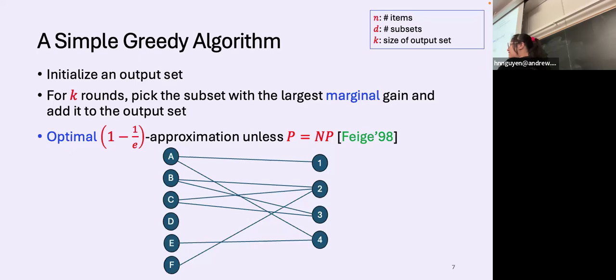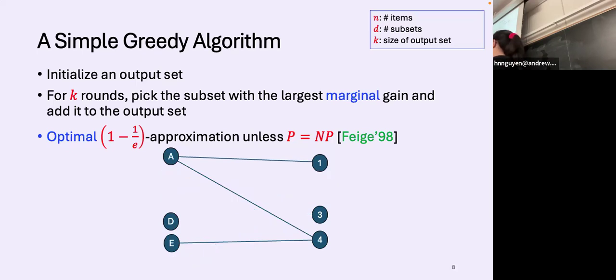And just to show you, what is the subset that has the largest marginal gain in the first round? Well, it's 2, because I can cover 3 things. And what is the next subset that has the largest marginal gain in this setting? It's 4, and you can see that this is the exact same answer that we had at the first slide too.